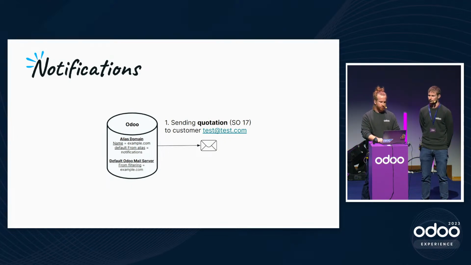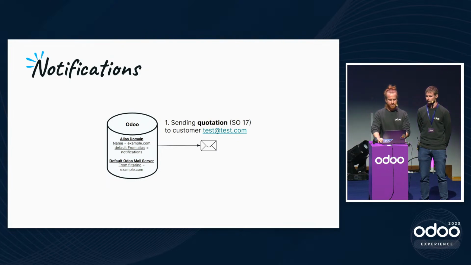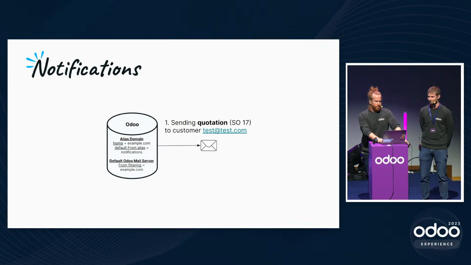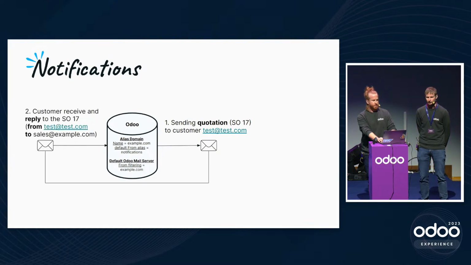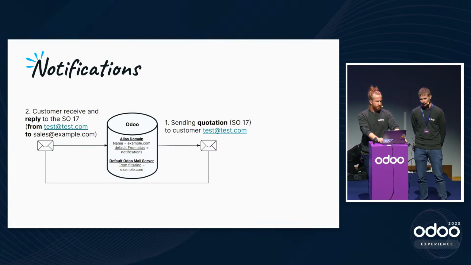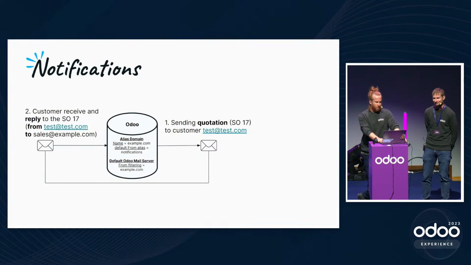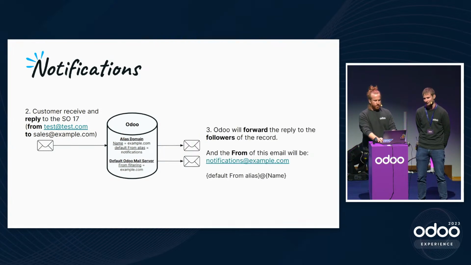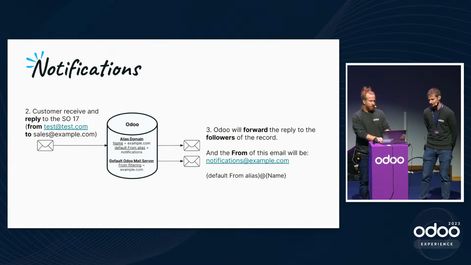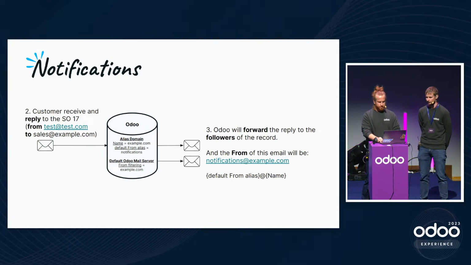If I send a quotation to a customer, for example test at test.com, with the sale order ID 17, if this customer receives it and replies to it, the reply will come back to the linked alias in Odoo. So sales at example.com. What Odoo will do is that when we receive this email, we will forward the reply to the followers of the record. And in order to avoid using this email address that doesn't belong to our domain, we will overwrite it with the configuration we have in our database, which is for now notification at example.com.